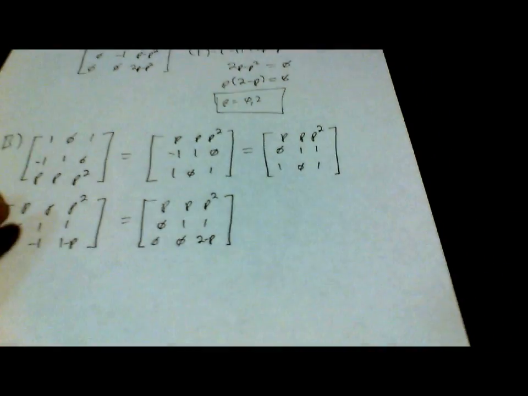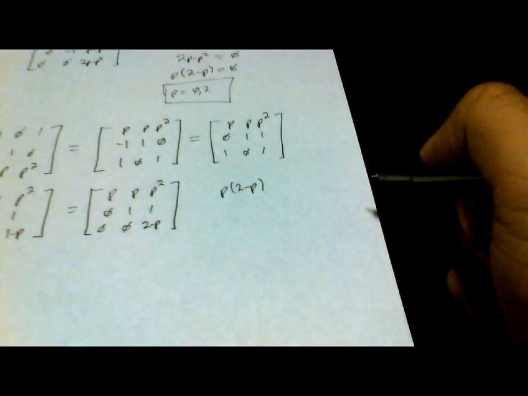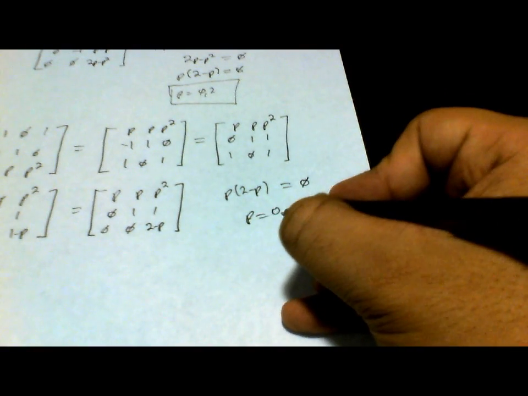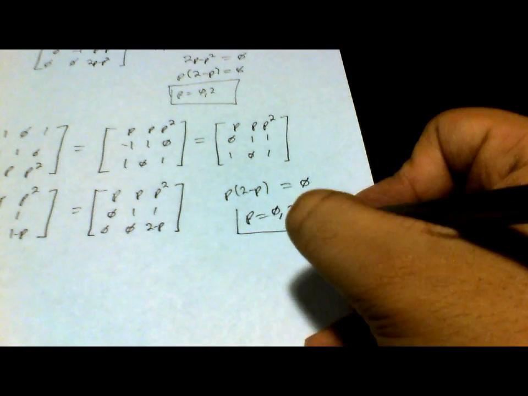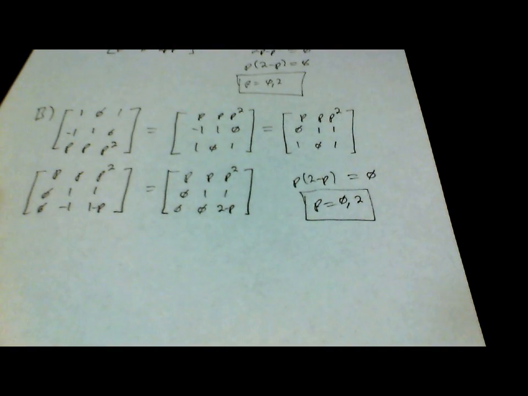So now the product of the diagonals is just p times 2 minus p, which we want to be 0. So p is 0 and 2. There we go.